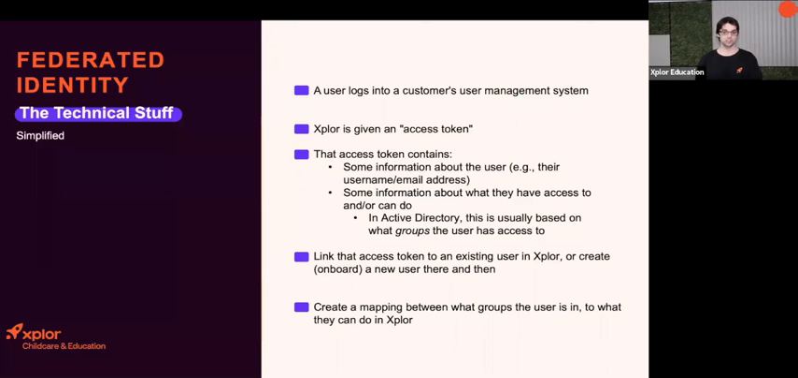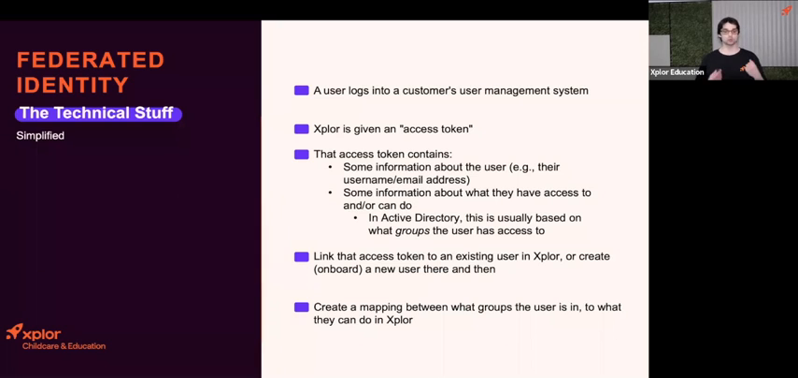And what we need to do then, in order to integrate that with Xplor, is we need to link that access token to an existing user in Xplor there and then. Or we might need to onboard or create a profile for that user if we've never seen them before. And the other thing that we need to do in order for this to really work is we need to be able to create a mapping between what groups the user is in and what permissions they have to do in Xplor. And it's that latter one that's really, really important to us and the future of SSO and what that looks like.